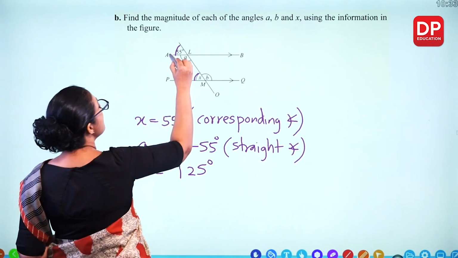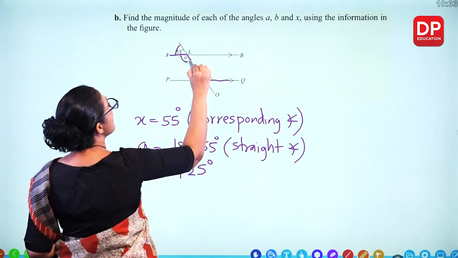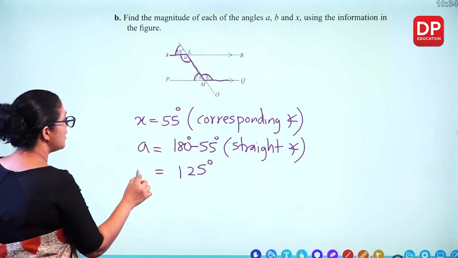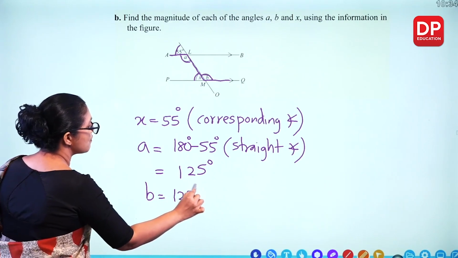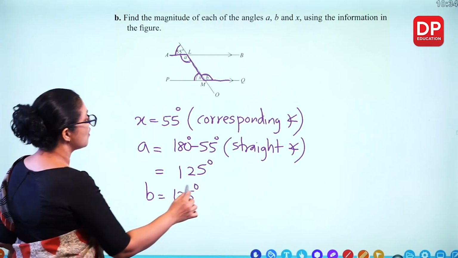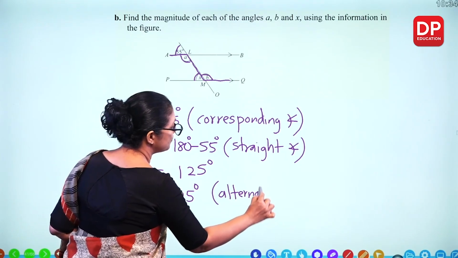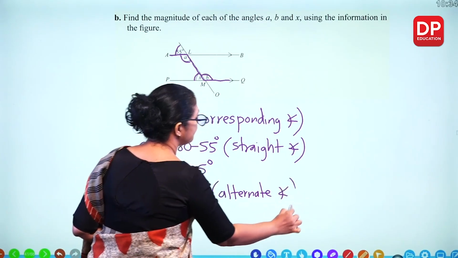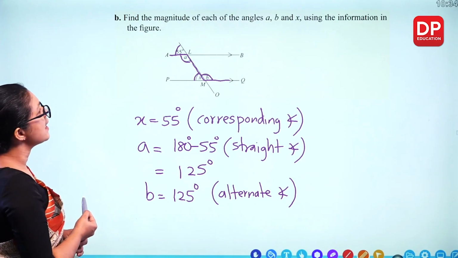Now we need to find out B. B is the same as, can you see the Z letter? This angle. A and B both are equal. So B is 125 as well because of alternate angles. So we found A, B and X.